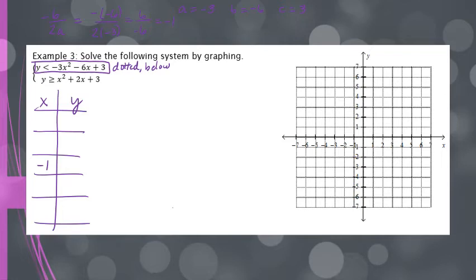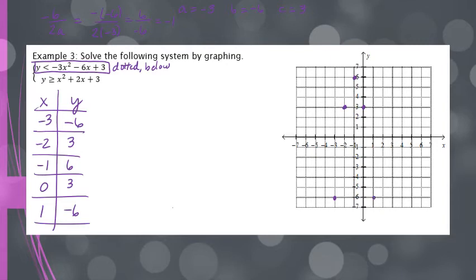So I'm typing this into my calculator, and I'm going to the table, and you can count down and up from your vertex, and the y values are -6, 3, 6, 3, and -6. So let's go to the graph and plot these points. So -3, -6 would be here. -2, 3 would be here. -1, 6, 0, 3, and 1, -6.